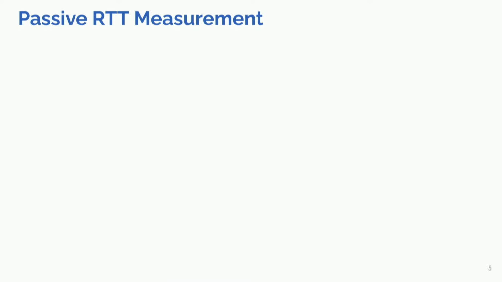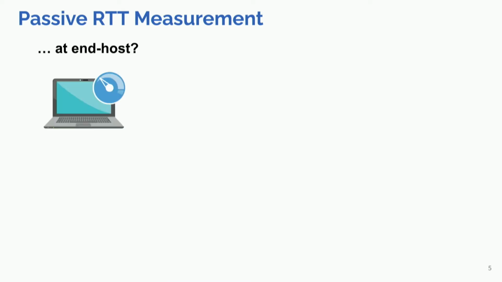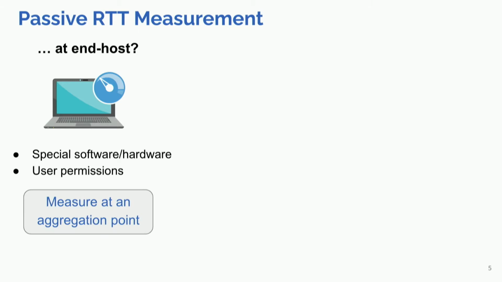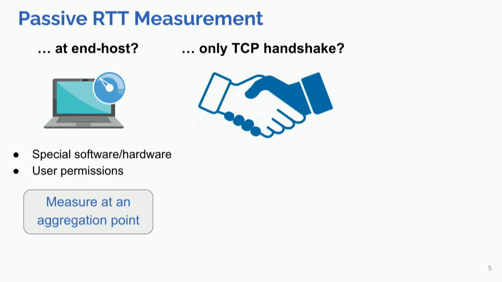So what are our options to do passive RTT measurement? We could do it at the end host, right? But to do it at the end host, we have to install special software or hardware at the clients, and if a campus operator or enterprise operator wants to do this, they would have to get permissions from the clients. So it's better to measure at an aggregation point, like the edge of the campus network.